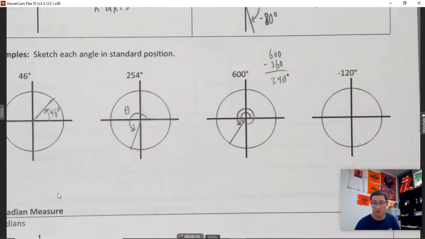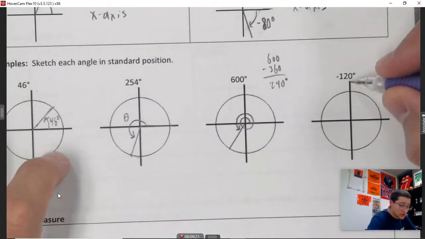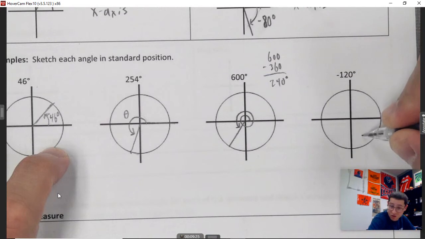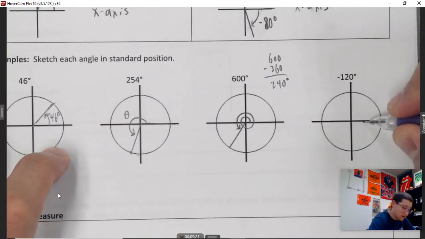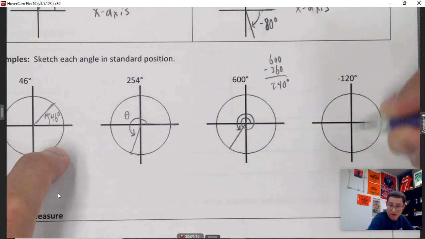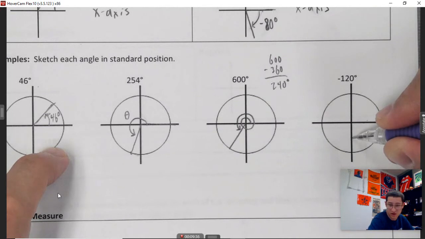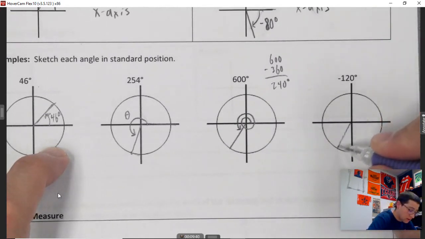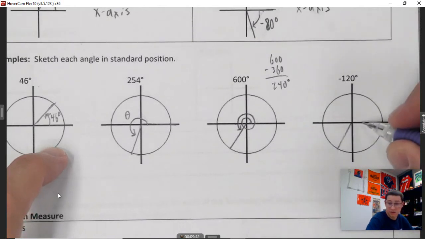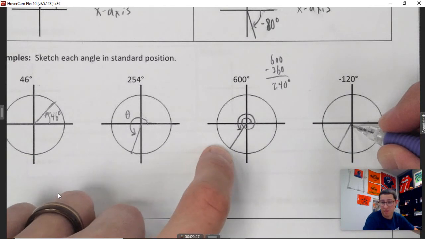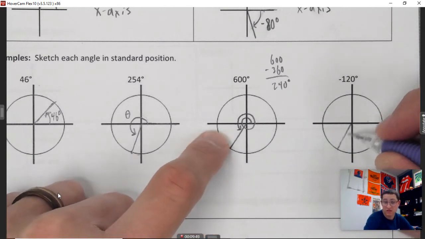All right, negative 120. Okay, so this is negative, so now I'm going to be starting here and going clockwise. So I'm here, 0, this is negative 90, right? If I'm starting here, negative 90. And then I'm just going to subtract 30 more, so it's going to be right there. And now notice, this is kind of a similar spot. It's close. Actually, it's in the exact same spot.